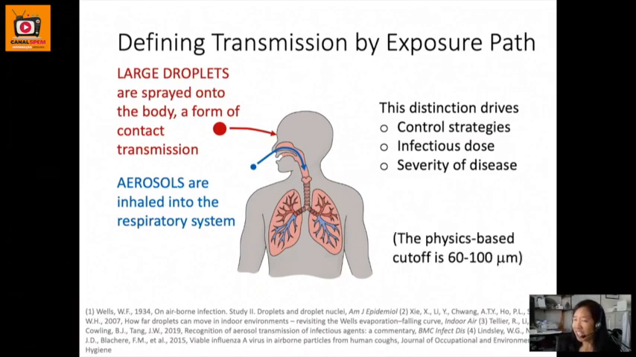And as an aside here, I'd like to note that the physics-based cutoff between these large droplets and aerosols should fall somewhere in the range of 60 to 100 microns, which is obviously at least a factor of 10 different from the 5 micron cutoff.